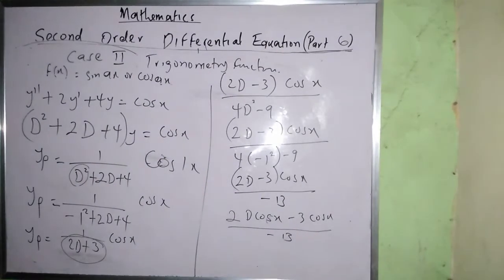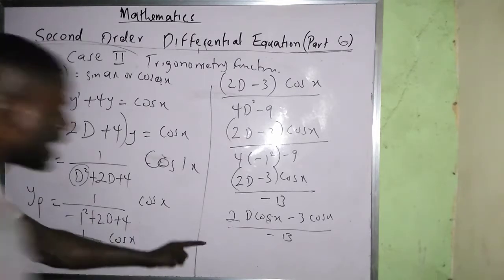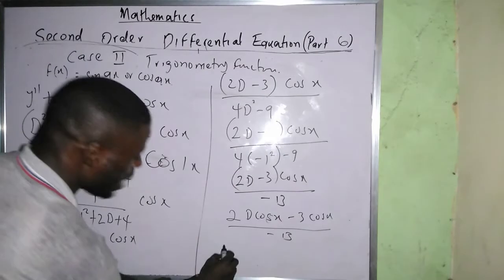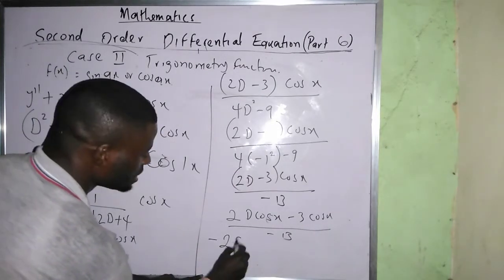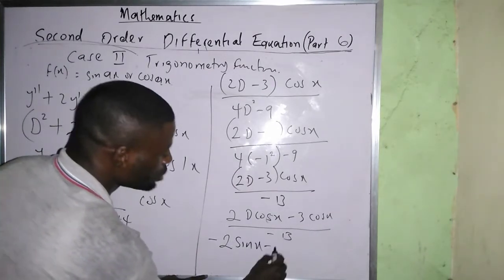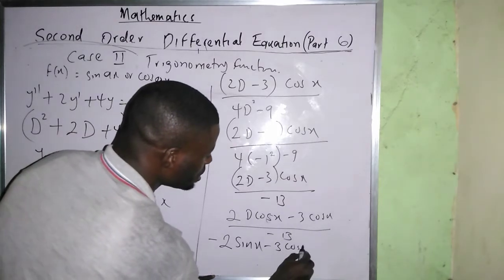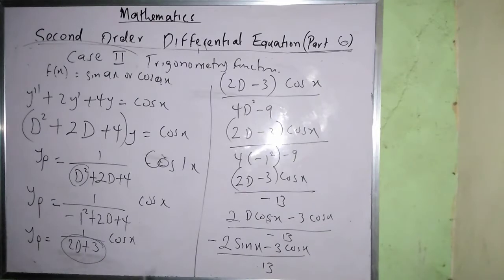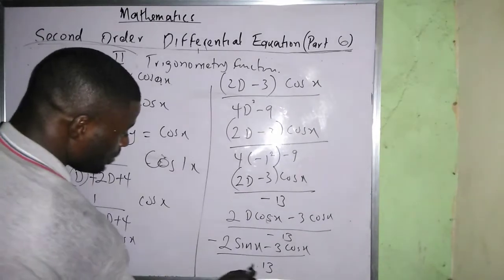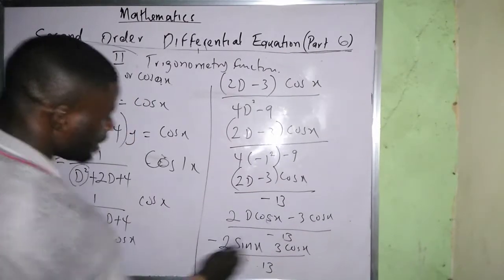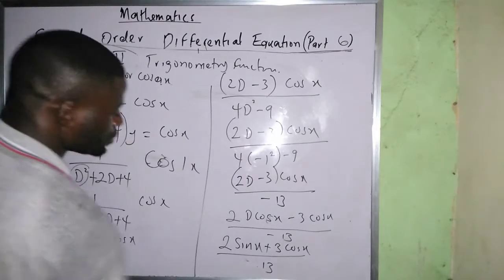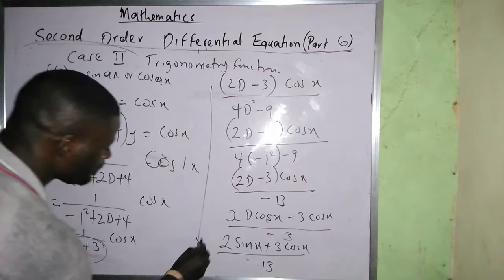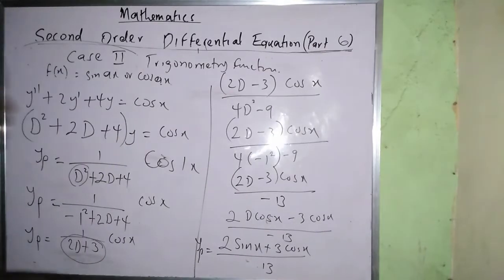Now, I want to differentiate this. I'll be having 2 times minus sin x minus 3 cos x, divided by minus 13. Now, mathematically, I think my minus can go. Mathematically, this one will become plus. My minus can go. Now, that is my y particular.